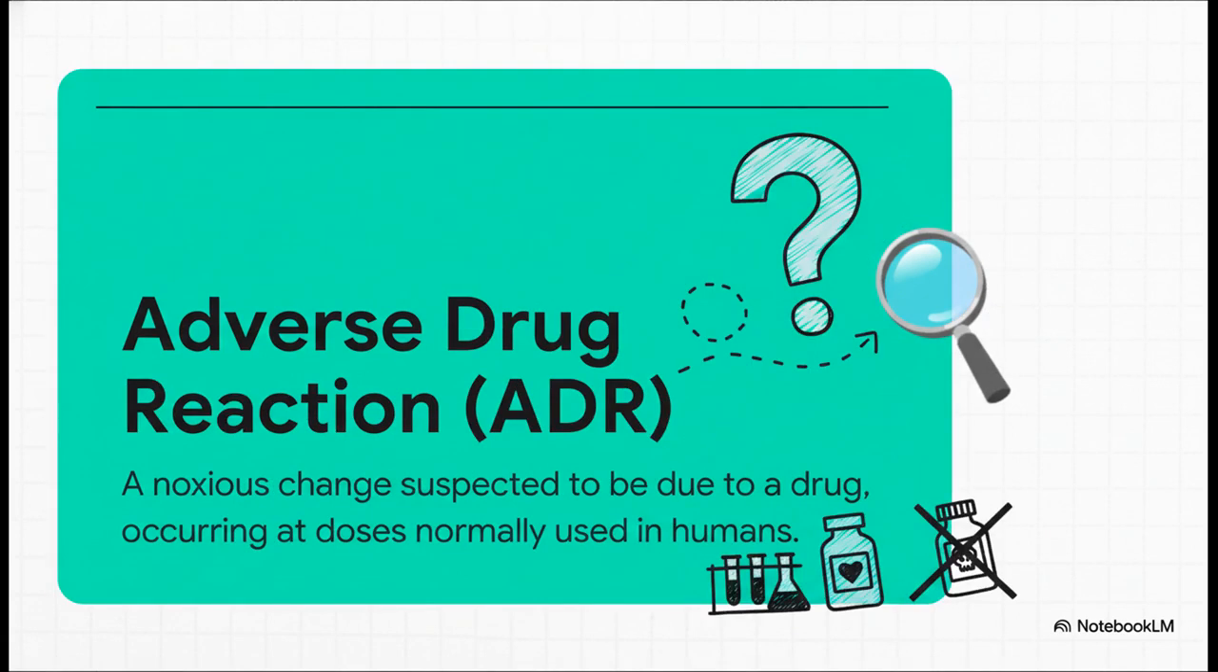Okay, now let's zoom in a little. An adverse drug reaction, or ADR, is way more specific. The two magic phrases to remember here are "suspected to be due to a drug" and "at normal doses." This is so important. It means we're not talking about someone taking too much medicine or a pharmacist making a mistake. We're talking about something going wrong even when the drug is used exactly as intended.